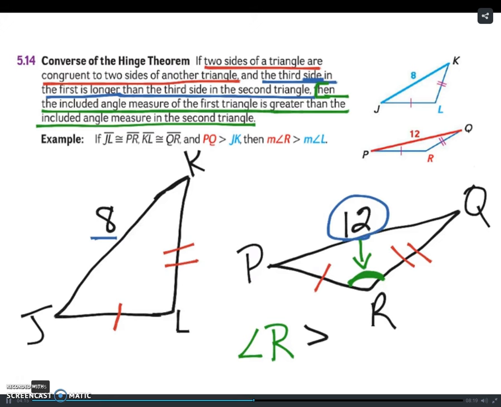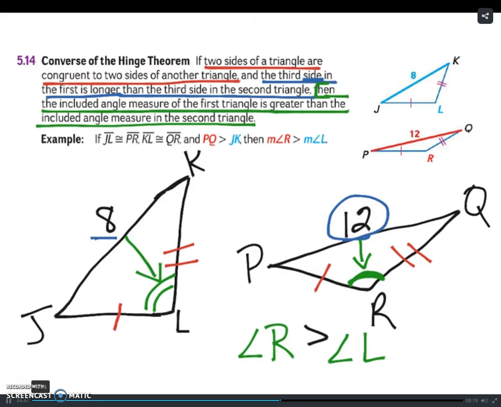This angle L over here, which is across from the third side, which had a measurement of 8. So that was angle L. Again, you first have to verify that each triangle has two sides that are congruent. If we didn't have JL congruent to PR and LK congruent to RQ, then this would not apply. It only applies to triangles where two sides are congruent.